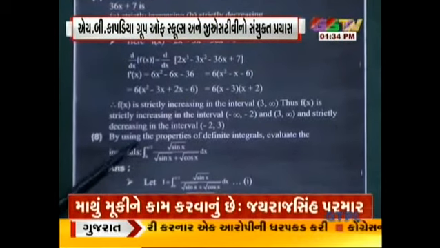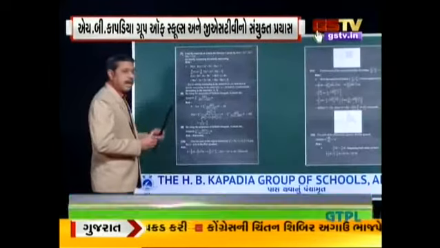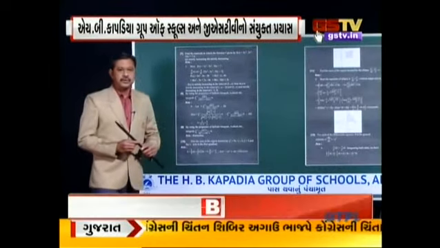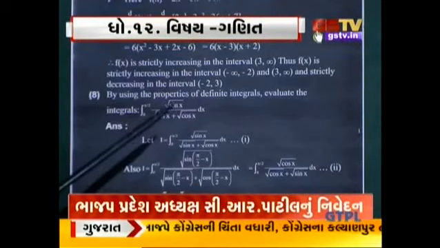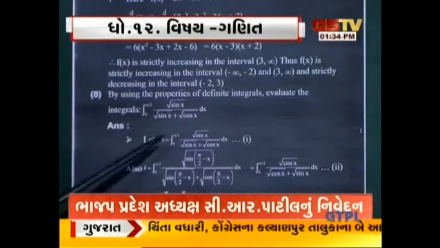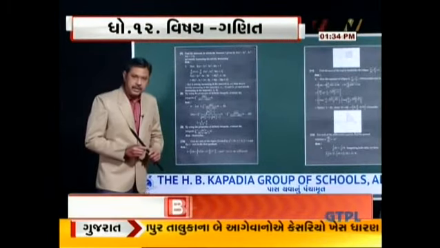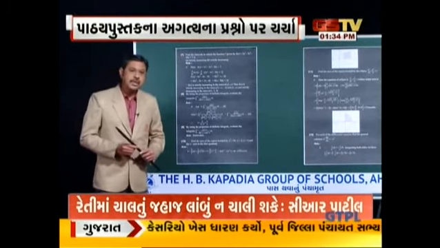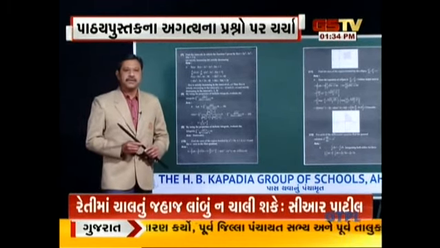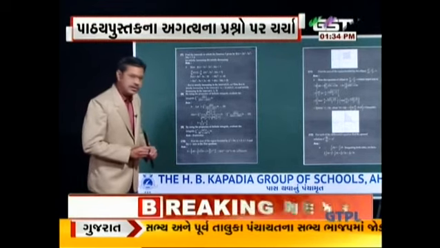Limit 0 to pi by 2. Find the integration of root sin x upon root sin x plus root cos x dx. In the solution of this question, you have to first apply theorem number 1. Theorem number 1: if f of x is given with limit 0 to a, then we put f of a minus x in the function f of x.